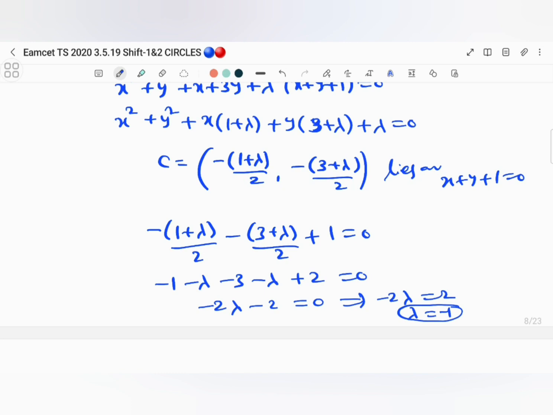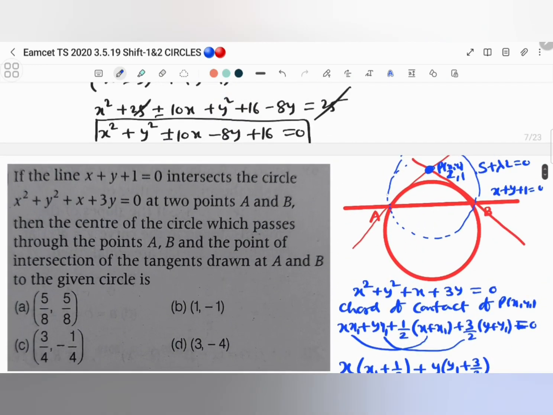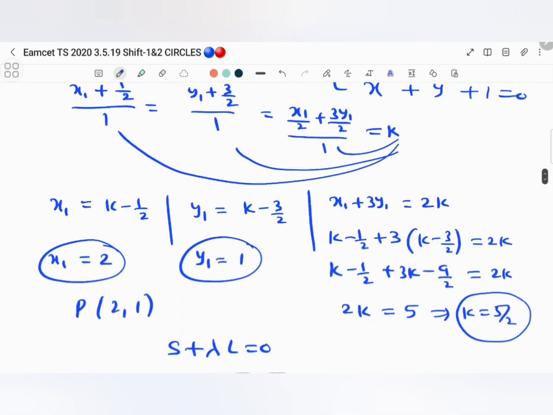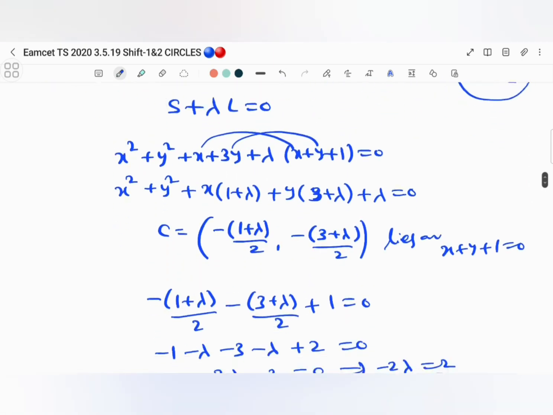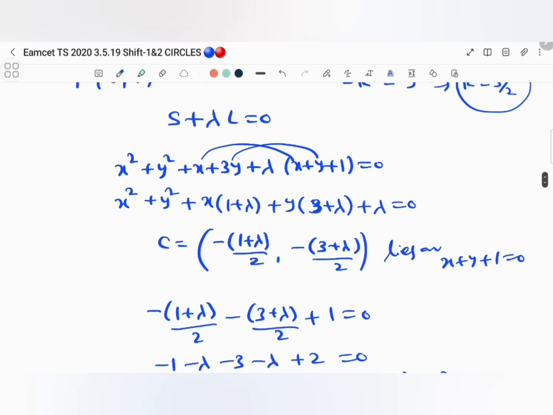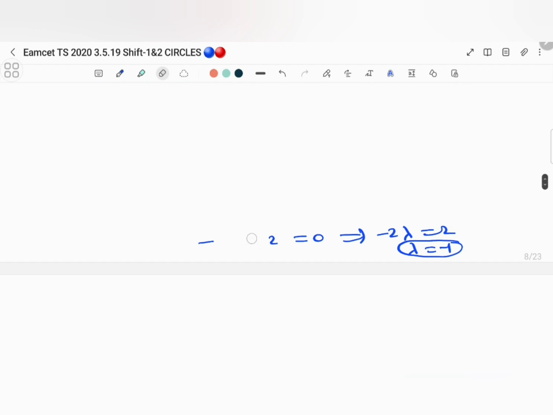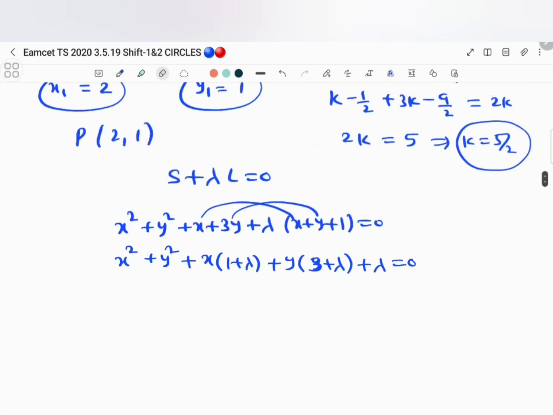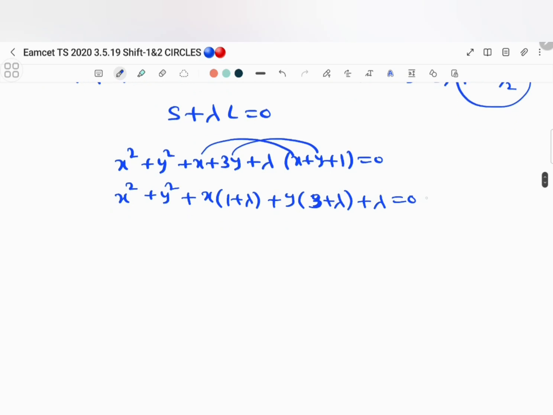Sir, 1 minute. This point is not on the circle. This point is passing through S plus lambda L, sorry. Then only you will get the value of lambda. After getting this, no need of taking. This is the advantage of writing in the tab, dear students. If there is any problem, you can rub it out easily. This one is passing through the chord of contact.